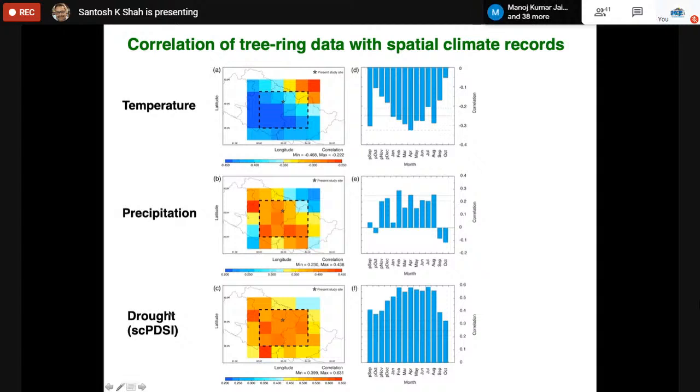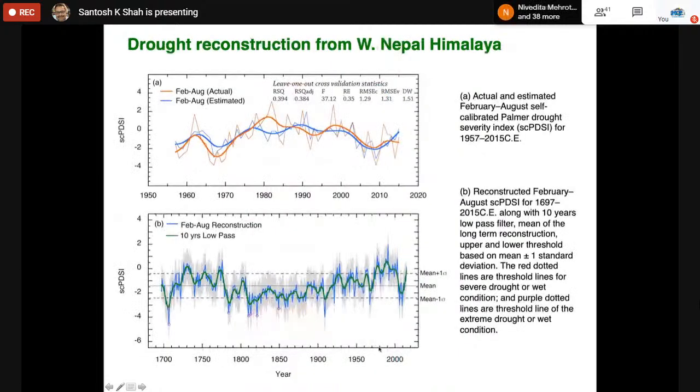And here in this case, we reconstructed drought, that is SCPDSI, the self-calibrated PDSI, for the months of February to August. So here the climate gridded record for calibration verification is used from 1957 to 2015, and the reconstructed SCPDSI is extended till almost 1780.